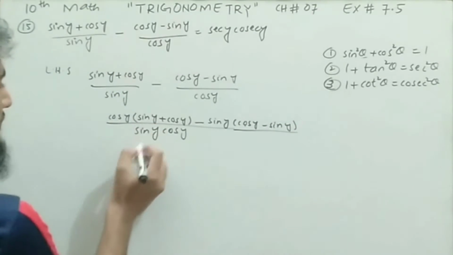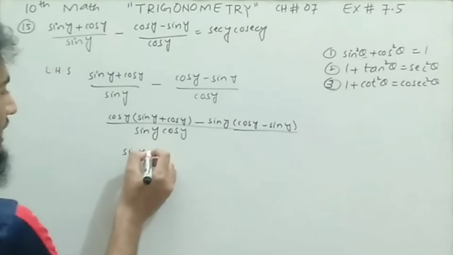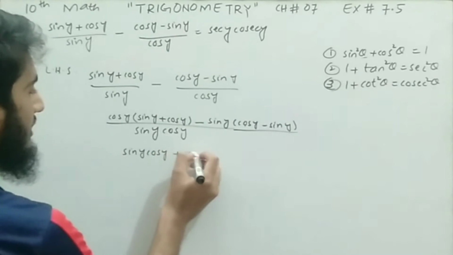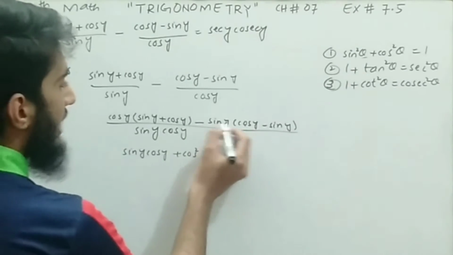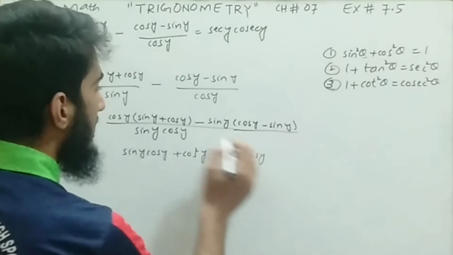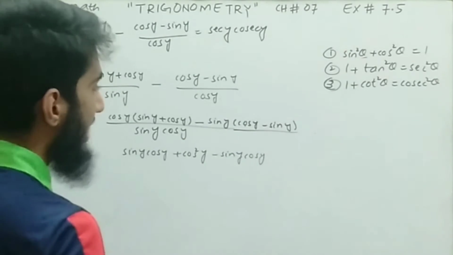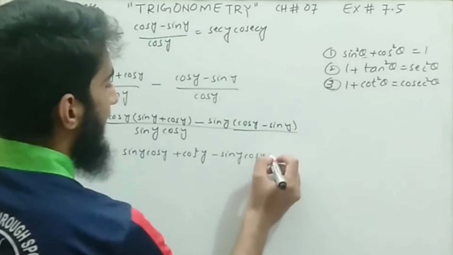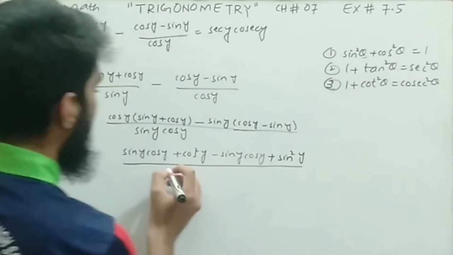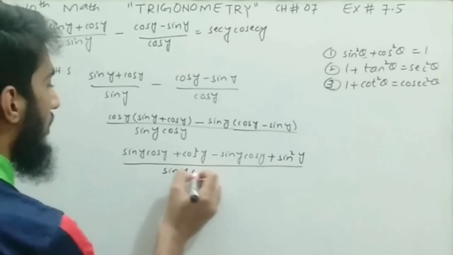Now multiply cos y with sin y. It gives us sin y cos y. And after this, cos of y multiplied by cos of y gives us cos square y. Minus sin y cos y gives us minus sin y and cos of y. And minus minus will give us plus, and sin multiplied by sin will give us sin square y. So plus sin square y, and the whole divided by sin y and cos of y.